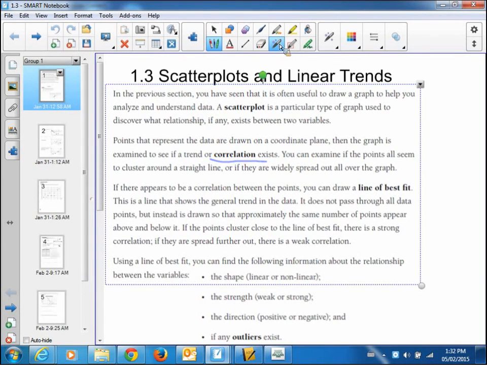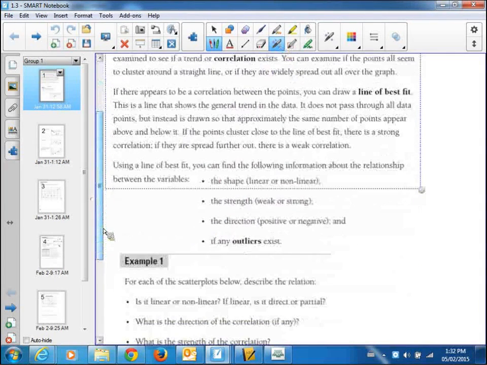You can examine if the points all seem to cluster around a straight line or if they're widely spread all over the graph. If they cluster and they look like a straight line when you plot them, it's probably well correlated. More about that in a second. If there appears to be a correlation between the points, you can draw a line of best fit. We'll take a ruler and we'll try that out in a minute.